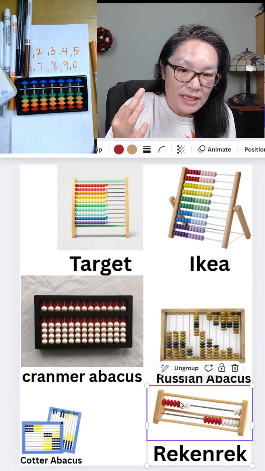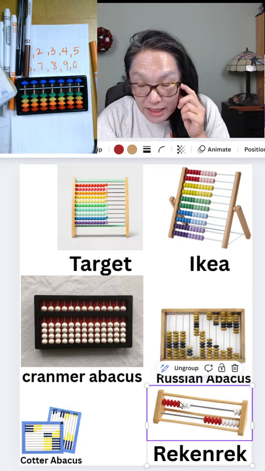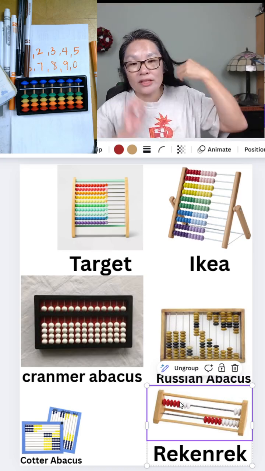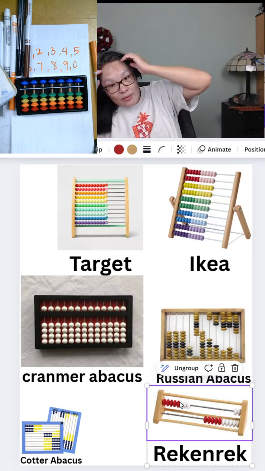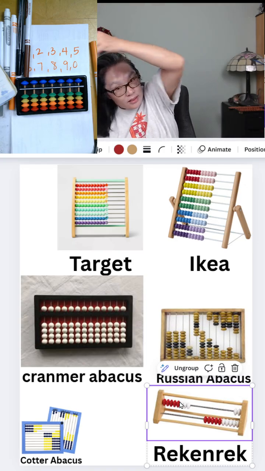Do these essentially make math easier? Yes, because you're understanding the concrete.